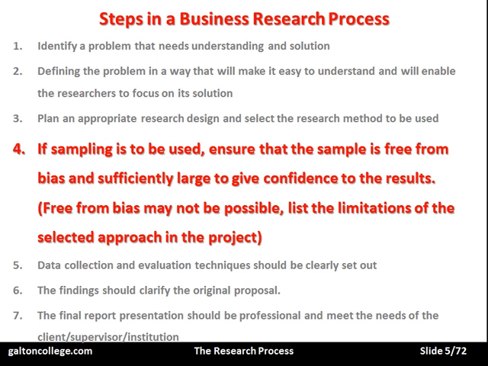If sampling is to be used, ensure that the sample is free from bias and also sufficiently large to give confidence to the results. Free from bias may not be possible, and if that's the case, then list the limitations of the selected approach in the project. So looking for an appropriate research design may lead the researcher down the sampling route. And generally speaking, that is what happens. It's the cheapest way to go.